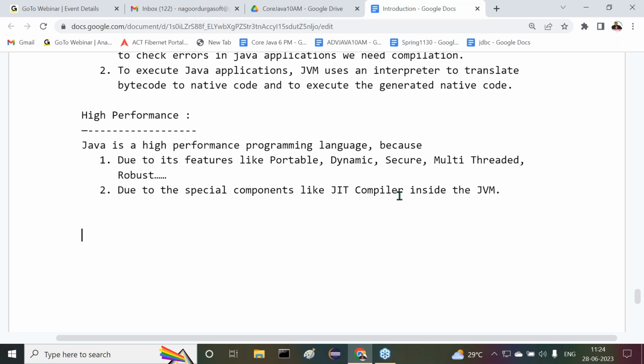How is implicit security provided? By having components like the security manager inside the JVM. How is web security provided? By having components like JAAS. What is JAAS? Java Authentication and Authorization Service. Then, by having encryption and decryption algorithm implementations to provide security for network applications. That's why Java is a secure programming language.